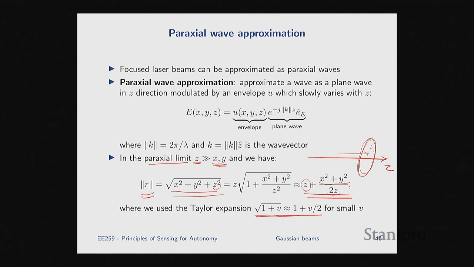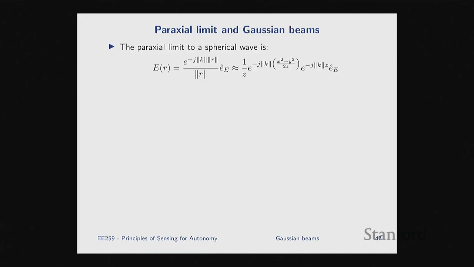So let's apply this paraxial limit to a spherical wave. I just want to show you that the paraxial wave approximation always works and is a useful thing. So a spherical wave, in general, as you know, is given by this expression. This we have seen multiple times: e to the minus j norm k norm r divided by norm of r. That is the definition of the spherical wave.